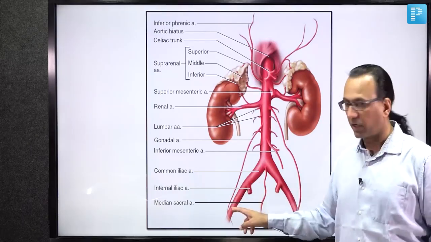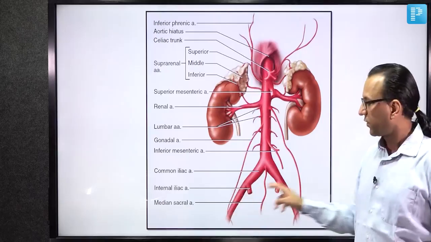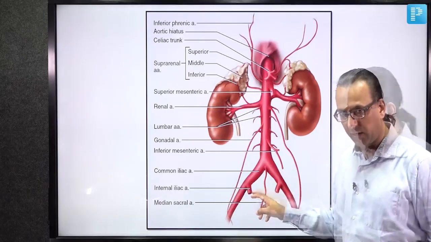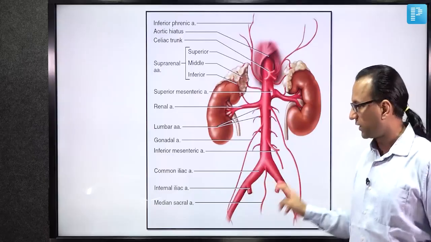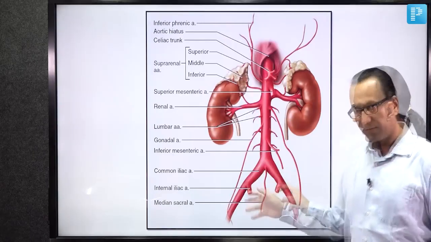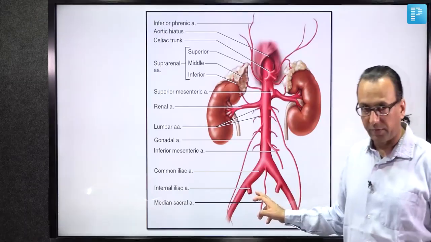The external iliac artery will pass under the inguinal ligament to become the femoral artery in the lower limb, whereas the internal iliac arteries will be supplying the pelvic viscera, namely the urinary bladder, behind that the uterus, and the rectum, giving branches like the rectal artery, uterine artery, and the vesical artery. But the internal iliac artery does not give you the gonadal arteries.